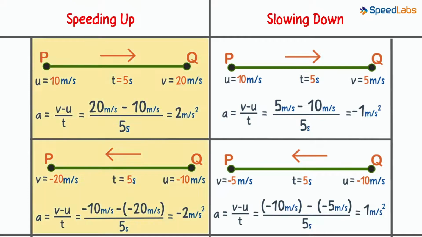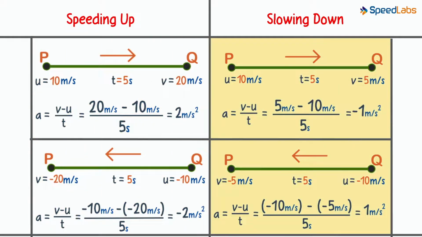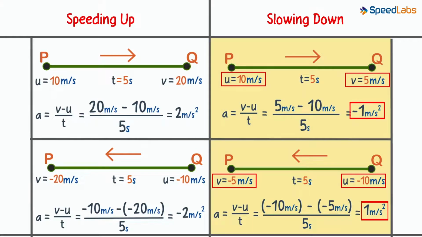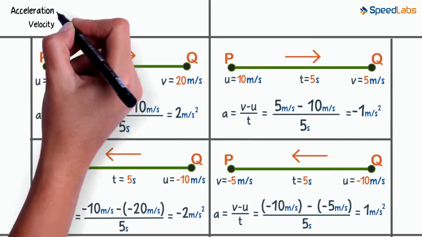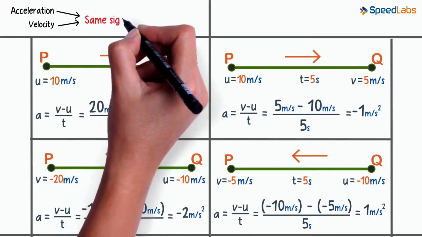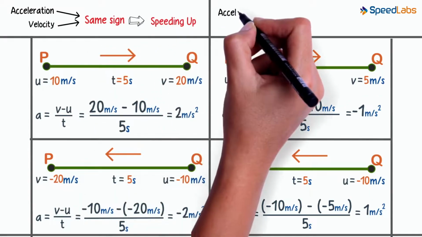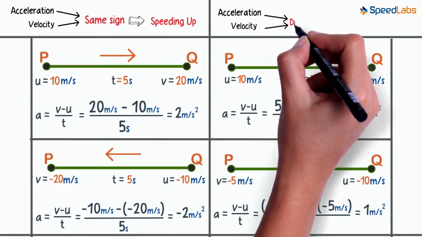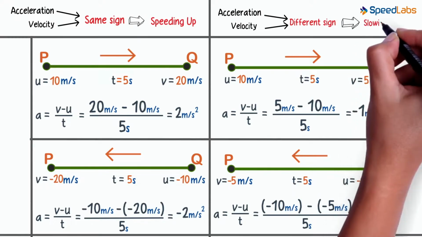Look at the first column. When the body is speeding up, the signs of the velocity and the acceleration are the same. And when the body is slowing down, the signs of the velocity and acceleration are different. Yes, that's what we can conclude. When the acceleration has the same sign as the velocity or the same direction as the velocity, then the body is speeding up. And if the acceleration has the opposite sign of the velocity or in the opposite direction of the velocity, then the body is slowing down.